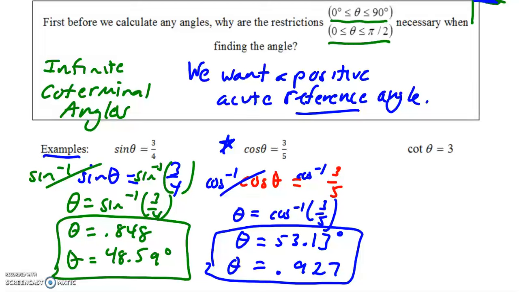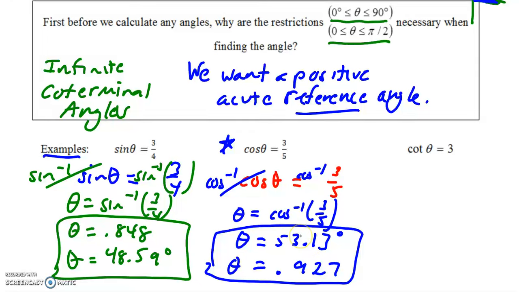Okay, so here are my two examples for cosine theta equals 3/5. I took the inverse cosine of both sides, so I had this equation with theta by itself. I actually did degrees first because probably like you, my calculator was in degrees, so I just found it first for the sake of time. And I got 53.13 degrees.